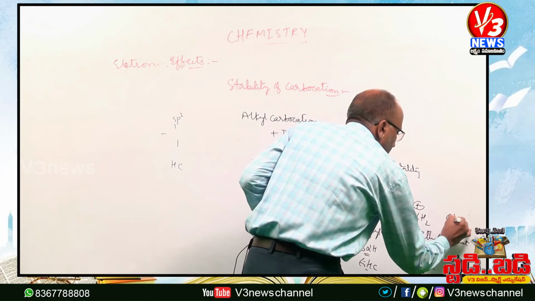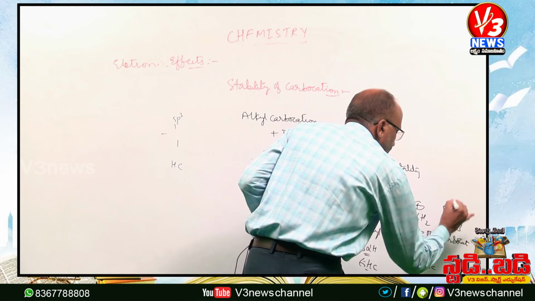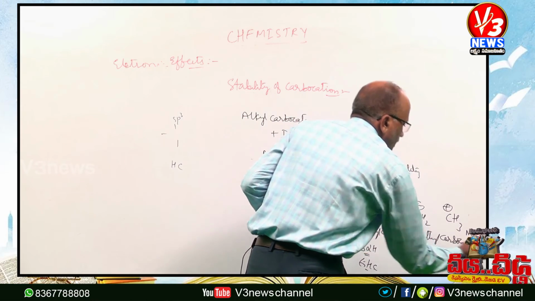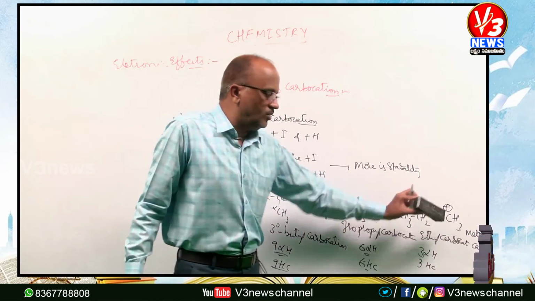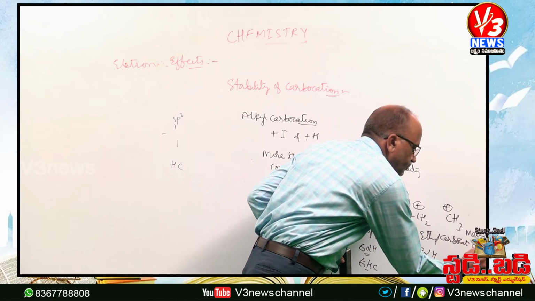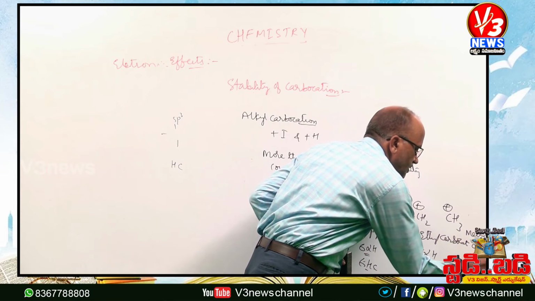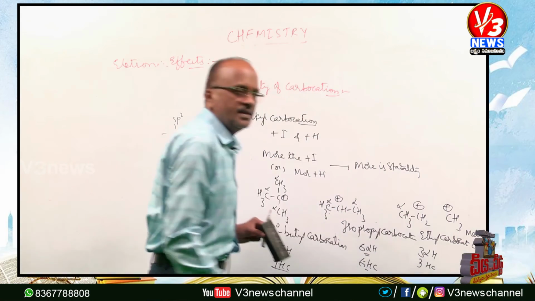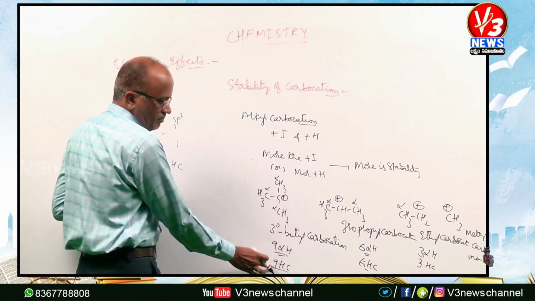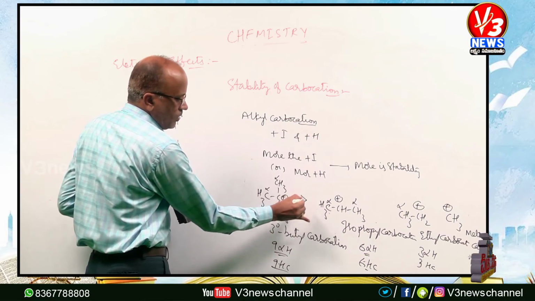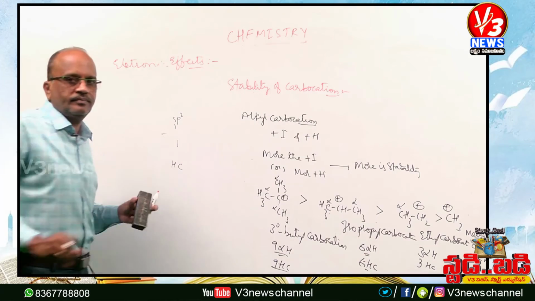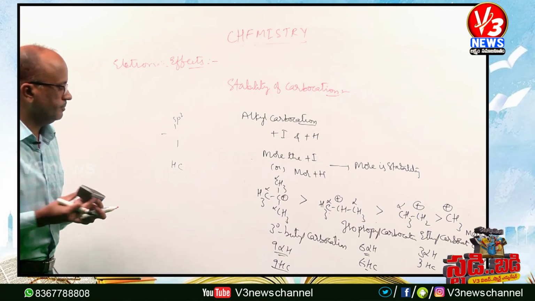Then methyl carbocation. There is no alpha hydrogen for this, so there is no hyperconjugation. That is okay. Now, the more the number of hyperconjugative structures, the more the stability. So what is the stability order? This is the stability order.